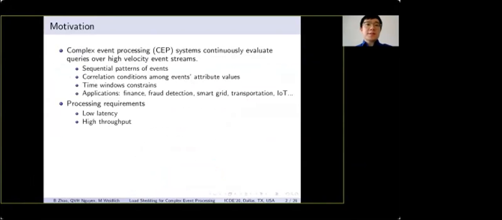Complex event processing systems continuously evaluate queries over high-velocity event streams. It usually defines a sequential pattern of events which are correlated by value predicates within a time window. There are a lot of applications, including finance, fraud detection, smart grid, transportation, and Internet of Things. CEP queries require low latency and high throughput.